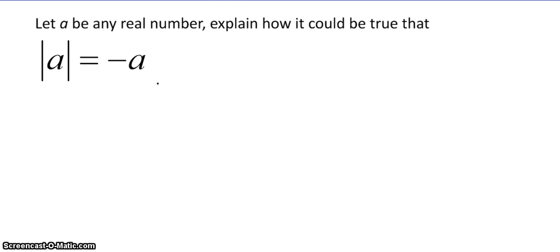Last example. So here I want you to explain, so I'm telling you this can be true. So if we have A as a real number, I want you to explain how it could be true that the absolute value of A equals negative A.